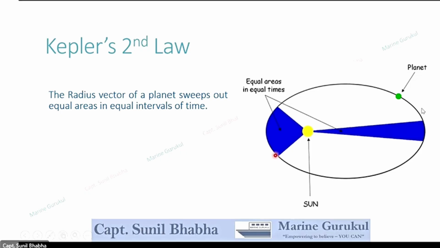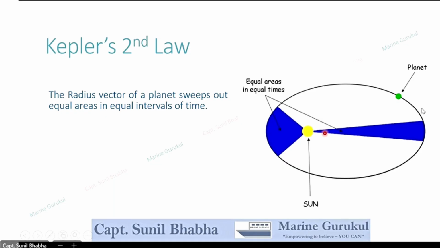Now, after 30 days, we observe that the planet has reached up to this particular point. And you can see this is the radius vector of the planet now. The area which is swept by the radius vector of the planet in the same duration of 30 days is represented by this blue colored sector. So you can see the two different sectors as the areas swept out by the radius vector of a planet during its two different locations in its orbit.